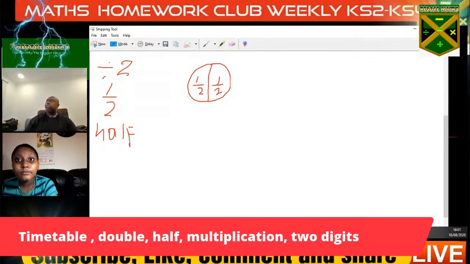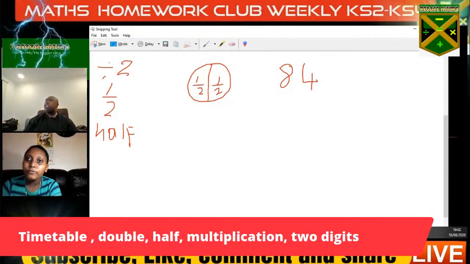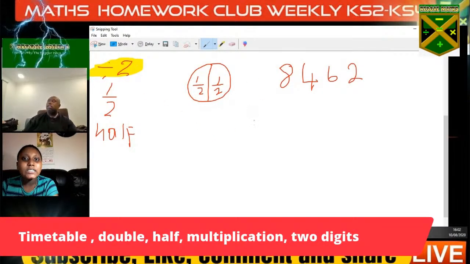Now, can you remember the number that we used when we got the answer? It was 8,000 and 462. So we're going to use each of these now. Now, I'll show you something else. Remember I showed you this last time? This is known as the bus stop method, dividing, short division.